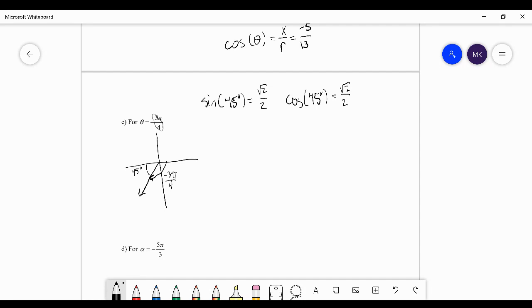Cool. Now, what do I do with that? Well, we just think about what these x, y values are. We're in the third quadrant, so both our x and our y values are negative, and since sine is y over r and cosine is x over r, these are both going to be negative. So sine of negative 3 pi over 4 is negative root 2 over 2. And cosine of negative 3 pi over 4 is negative root 2 over 2. That's pretty awesome.